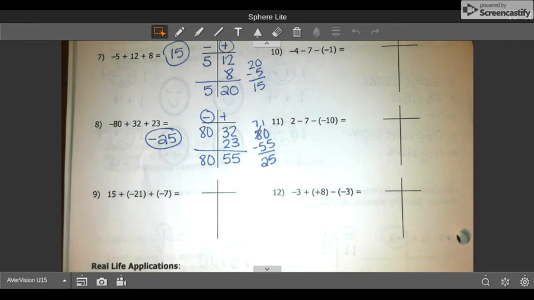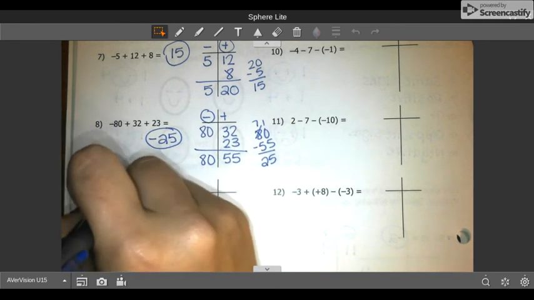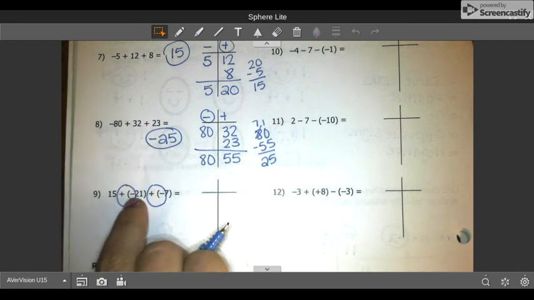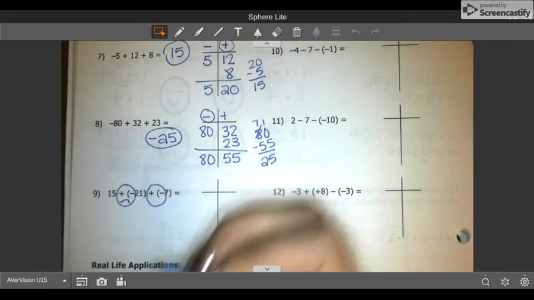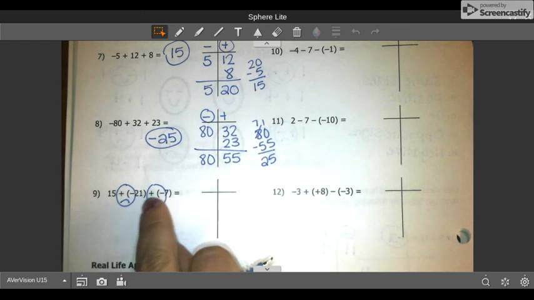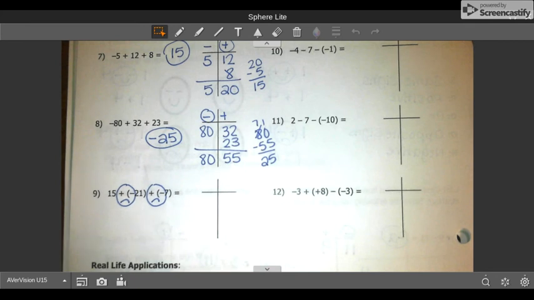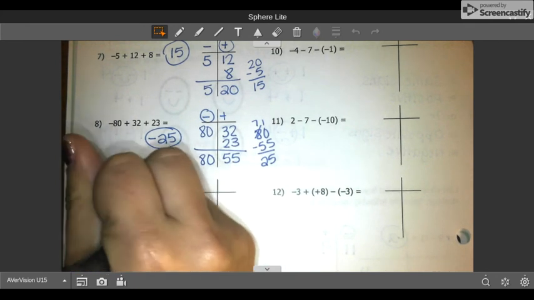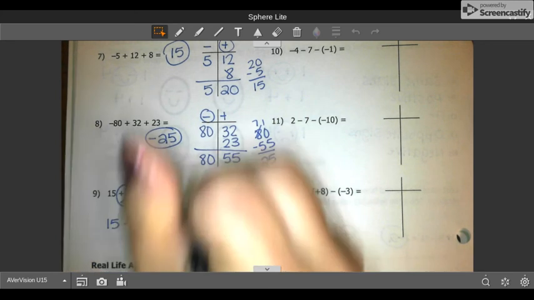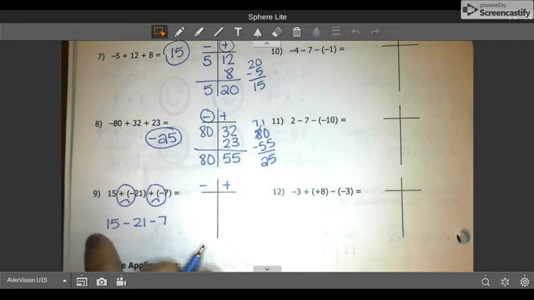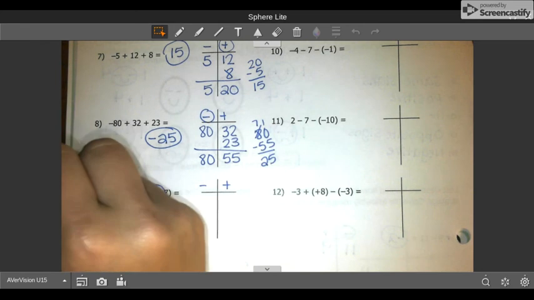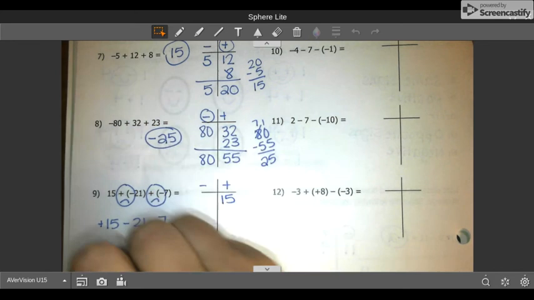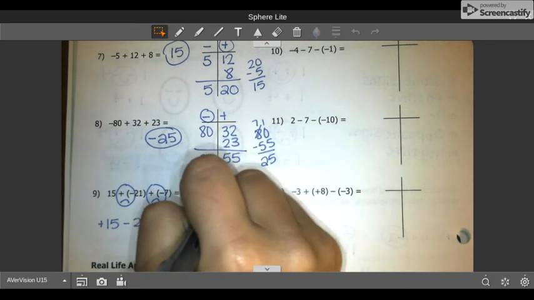Now this one requires a little bit more work. There are double signs here and here. These double signs are not the same, so that means that they turn into a negative. These double signs are not the same, so they turn into a negative. So when I rewrite this, it's going to be 15 minus 21 minus 7. All right? Now sometimes if there's no sign in front of the number, I'll put the sign there. So it looks like I'm adding 15, I'm taking 21 away, and I'm taking 7 away.